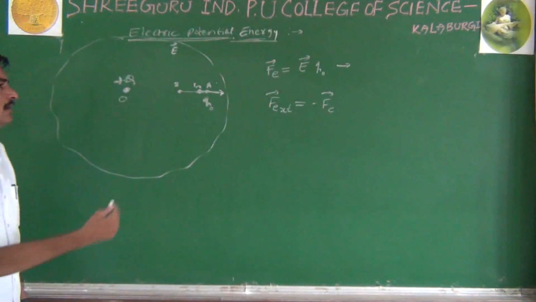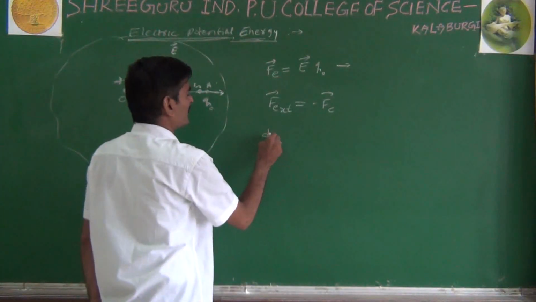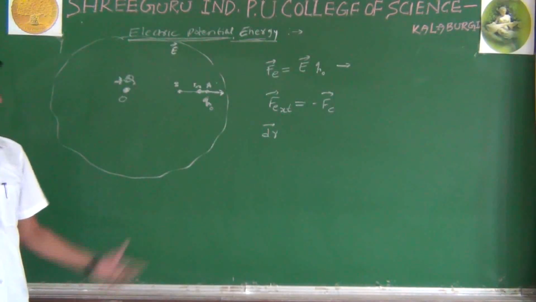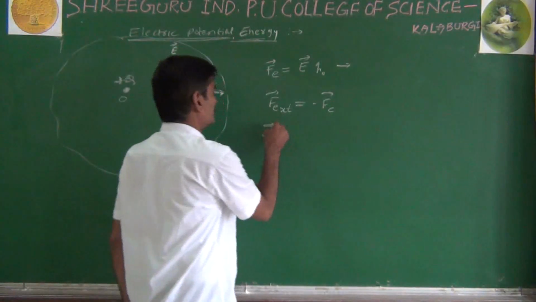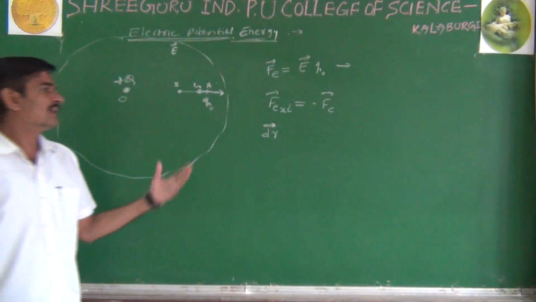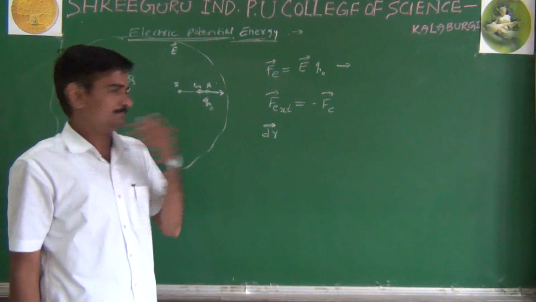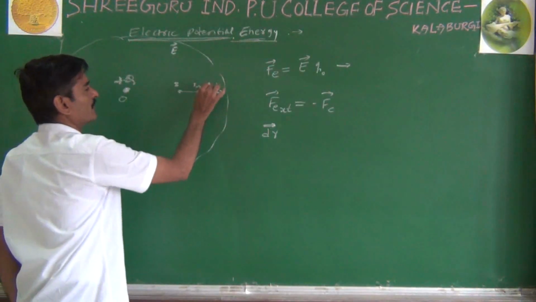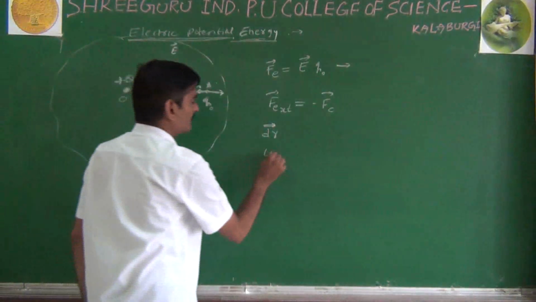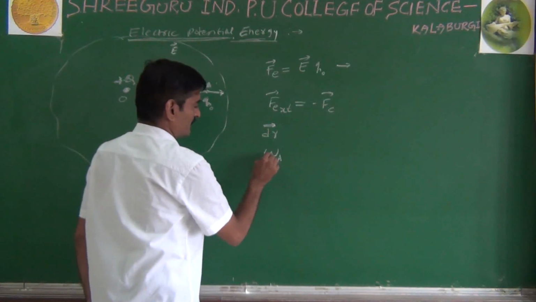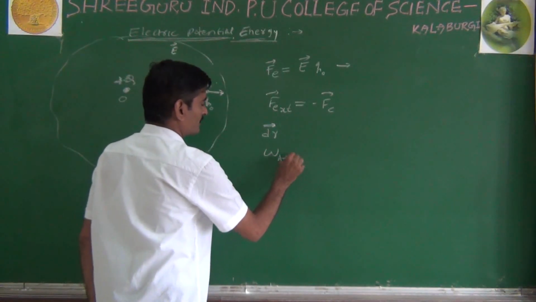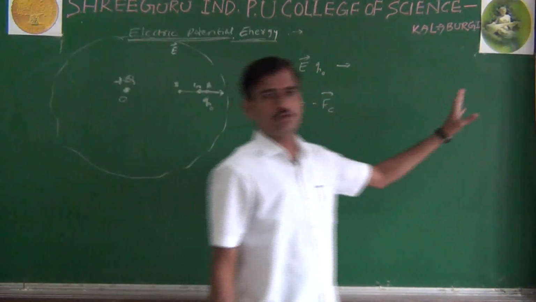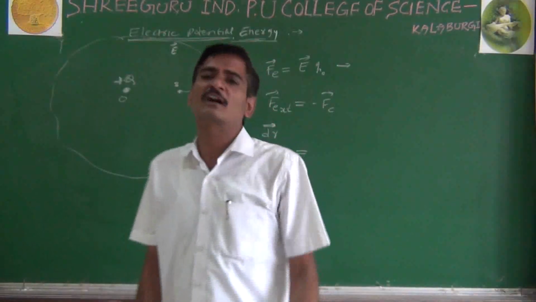Now I'll take a displacement dr between the points A and B. Let us consider the displacement dr between A and B. Then the work done by the external force in moving the test charge Q0 from A to B is given by work done from A to B. Work done is equal to force into displacement, when the force is constant.